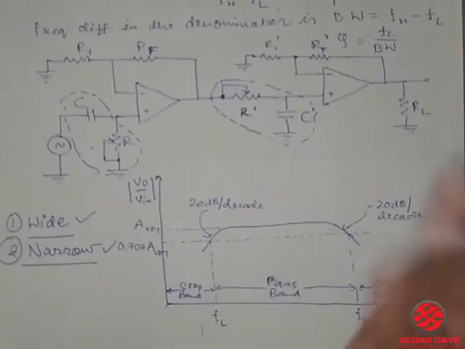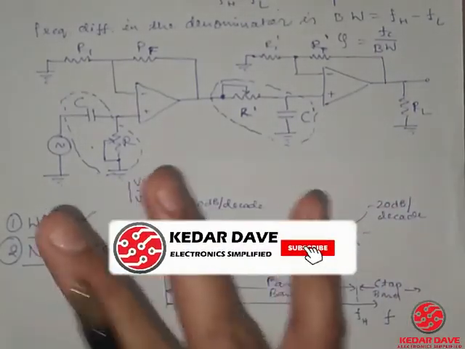Previously we understood the low pass and high pass, and this one is the mixture of both these filters.